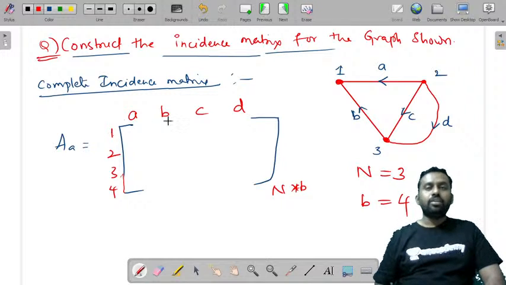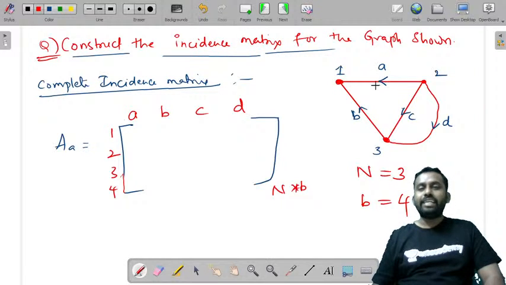Now let us take the ones which are connected. A and B are connected. When A and B are connected and the direction is towards the node, it is always -1.